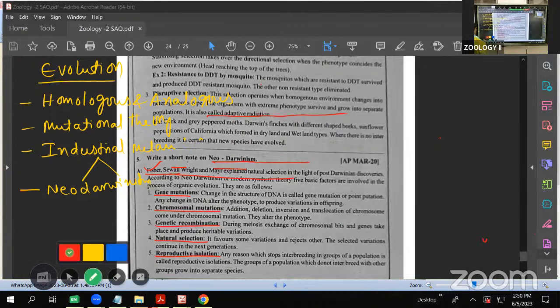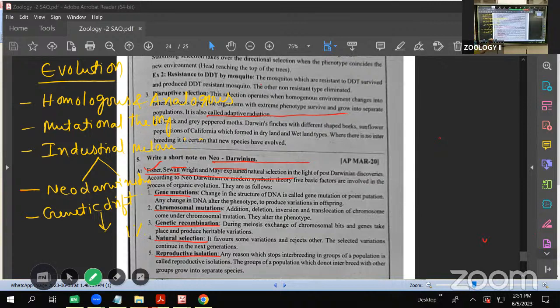Next, the last one is called genetic drift. What is genetic drift? It is the change in the allelic frequency or gene frequency. Normally it is not by selection; it occurs by chance, and that we call genetic drift. Genetic drift decreases genetic variations, and the frequencies that are less, for example 1%, are eliminated, and the ones with more frequency are given to the next generation.